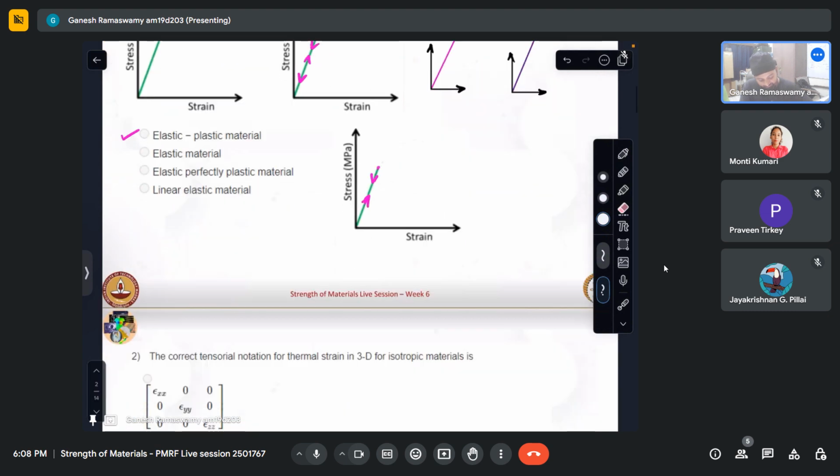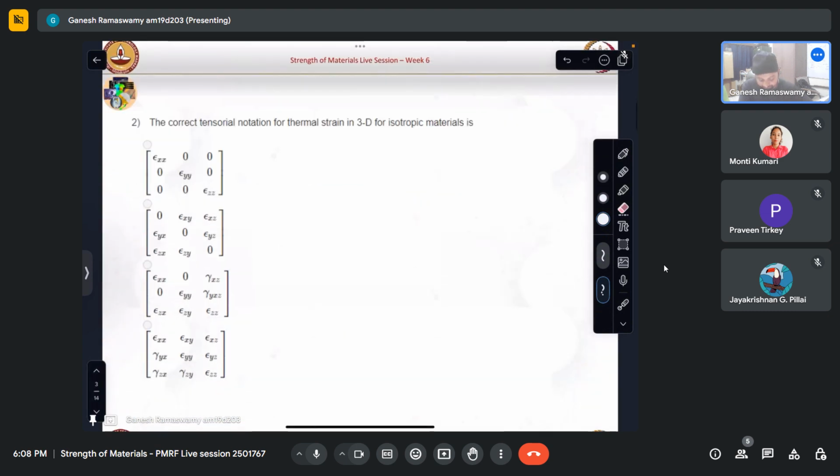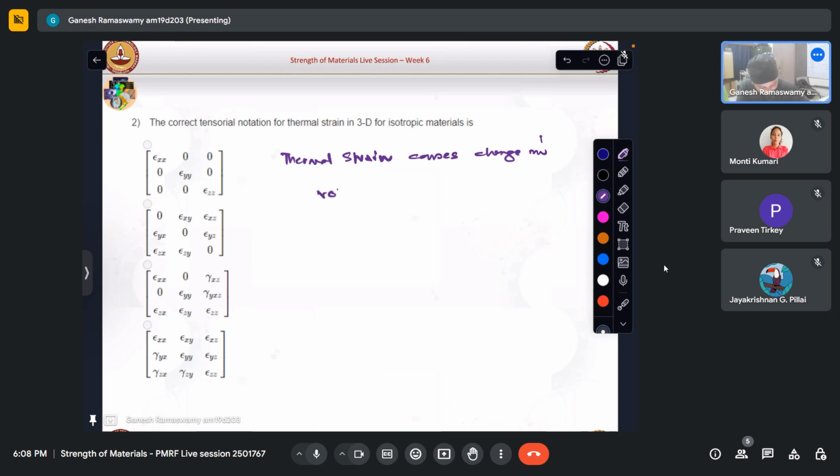I hope it's clear. So let us look at this question. The correct tensorial notation for thermal strain in a 3D isotropic material is what is asked. Now thermal strain causes change in volume, but does not cause distortion.